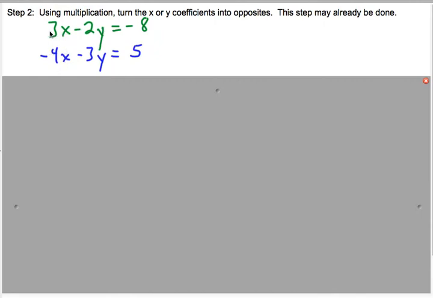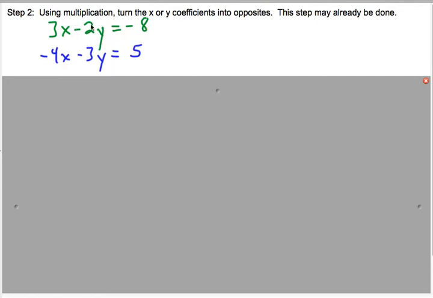Unfortunately, in this one, you can't multiply 3 by a whole number to get to 4, and you can't multiply -2 to get to 3. So in this case, we're going to have to multiply both equations. It's basically looking for a common multiple, kind of like if you were adding fractions. So we can turn the 3 and the 4 into 12s, or we could turn the 2 and the 3 into 6s. Doesn't really matter. Why don't we do these into 6s so I can show you one more thing.